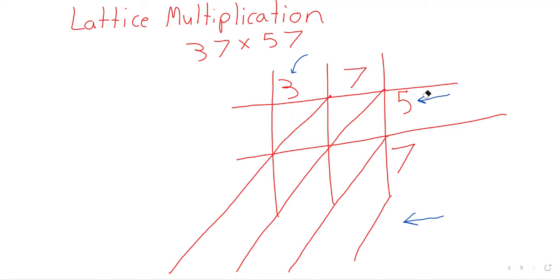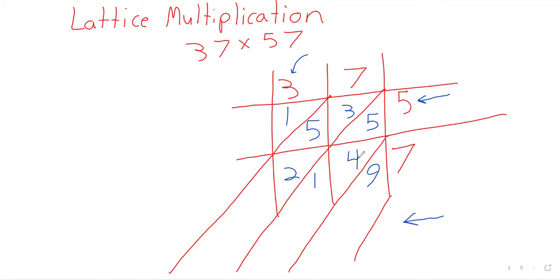So 3 times 5 is 15, and we write that, 1, 5. 7 times 5 is 35, and we write that, 3, 5. 3 times 7 is 21. We write that, 2, 1. 7 times 7 is 49, and we write that.